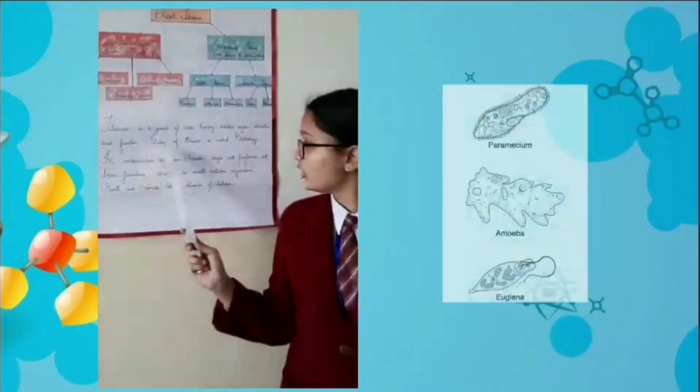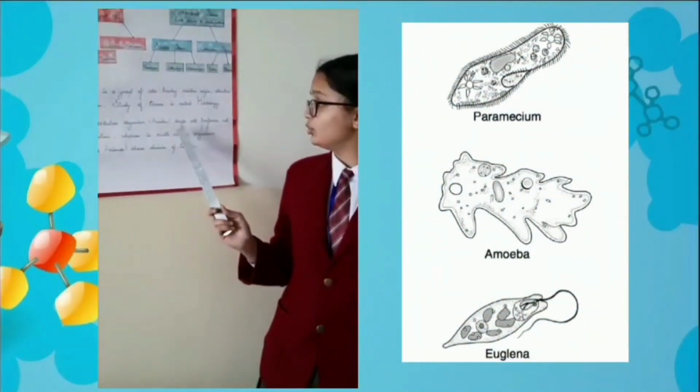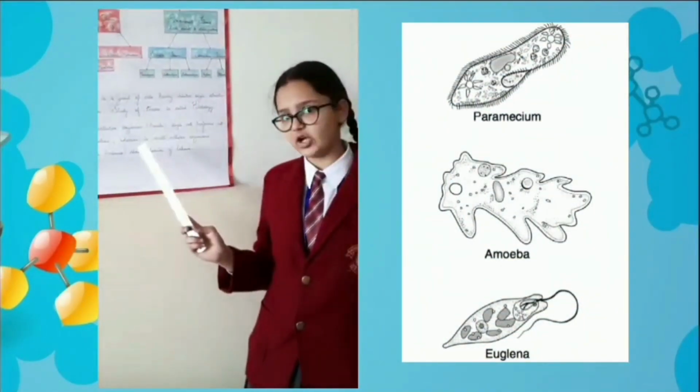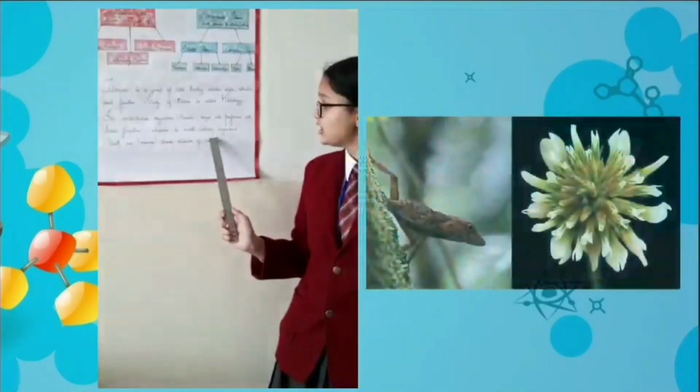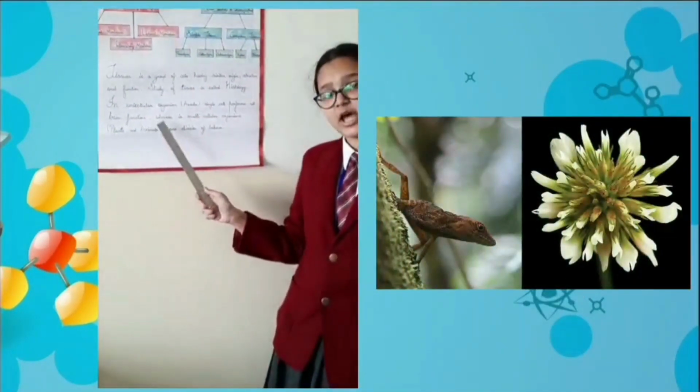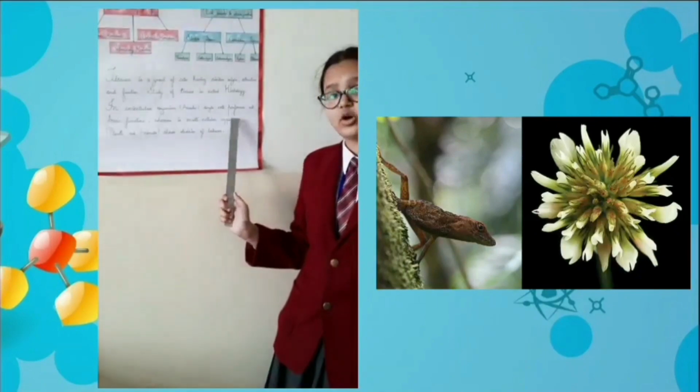In unicellular organisms such as amoeba, we know that a single cell performs all the basic functions. But in multicellular organisms such as plants and animals, they show division of labor.